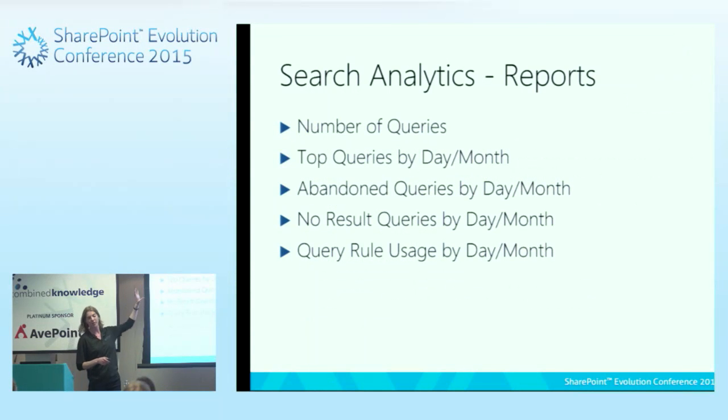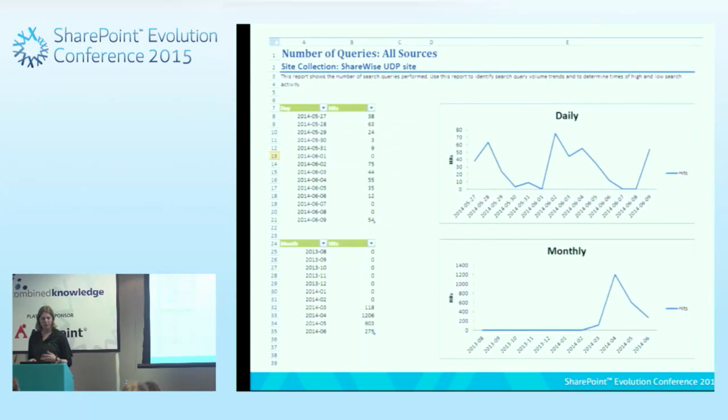So these are the things that SharePoint provides out of the box. We have the number of queries at a certain level, the top queries, so the most used queries per day or per month, abandoned queries, so queries that returned results, but users never clicked on any of the results, so maybe it wasn't useful or they knew enough as soon as they saw results. No result queries, so which things don't return any results, and then specific query rule usage per day or per month.